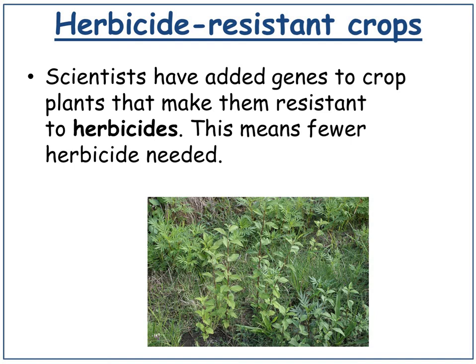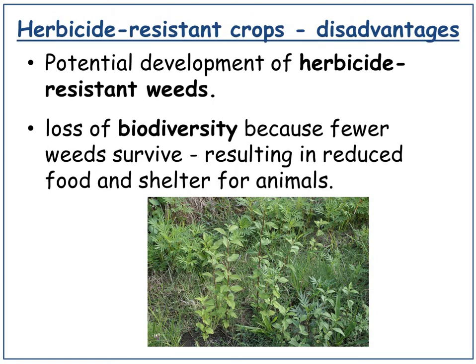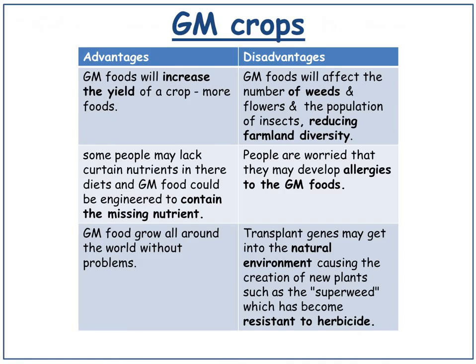Herbicide-resistant crops. Scientists have added genes to crop plants that make them resistant to herbicides. This means that less herbicide is needed. Disadvantages of herbicide-resistant crops. There is potential development of herbicide-resistant weeds. There could be loss of biodiversity because of fewer weeds that survive, resulting in reduced food and shelter for animals.